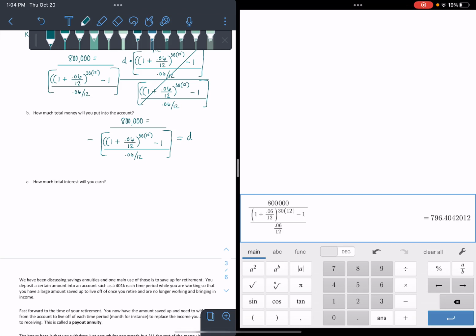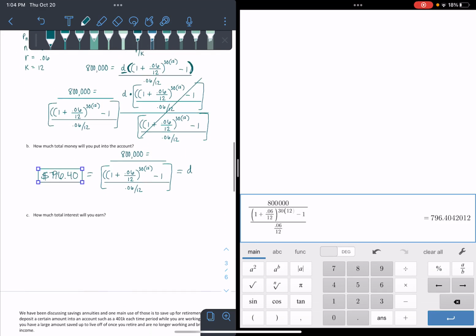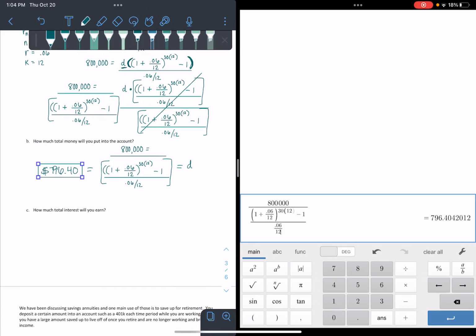And our final answer is 7, and this is money, right? Because this is the deposit amount, $796.40. We're rounding it to 2 places because it's money. So what does that mean exactly? Every month for the next 30 years, Jose will have to put away $796.40 if he wants to have 800,000 in there at the end of 30 years, based on the interest rate we had, based on compounding per month.